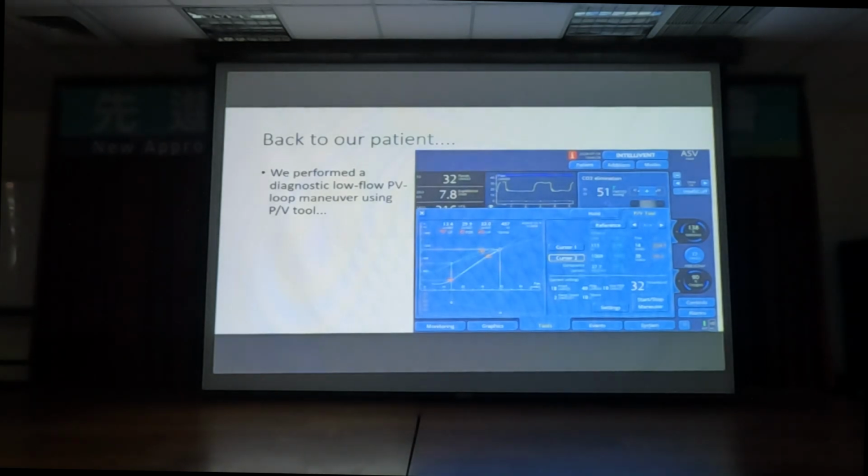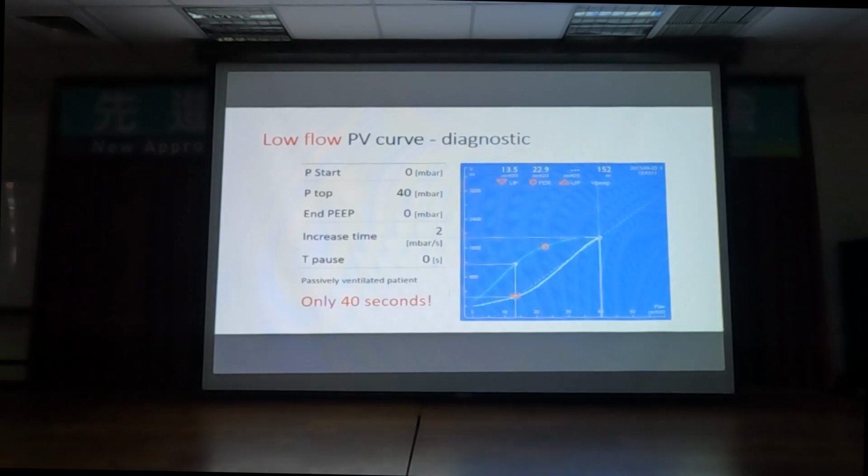So let's go back to my patient. Remember, this is the patient. We perform a diagnostic low flow PV loop using the PV tool. So it's available. So PV tool, we go to PV tool. How to perform it? For diagnostics, I want the lung fully empty. This means I tell the machine, go down to 0 pressure, go up to 40 please, then go back to 0 with the slowest increase time possible, okay, to avoid resistance, I only want compliance. And of course, T-pause means 0 seconds, I don't want any lung recruitment now, I just want to assess recruitability.